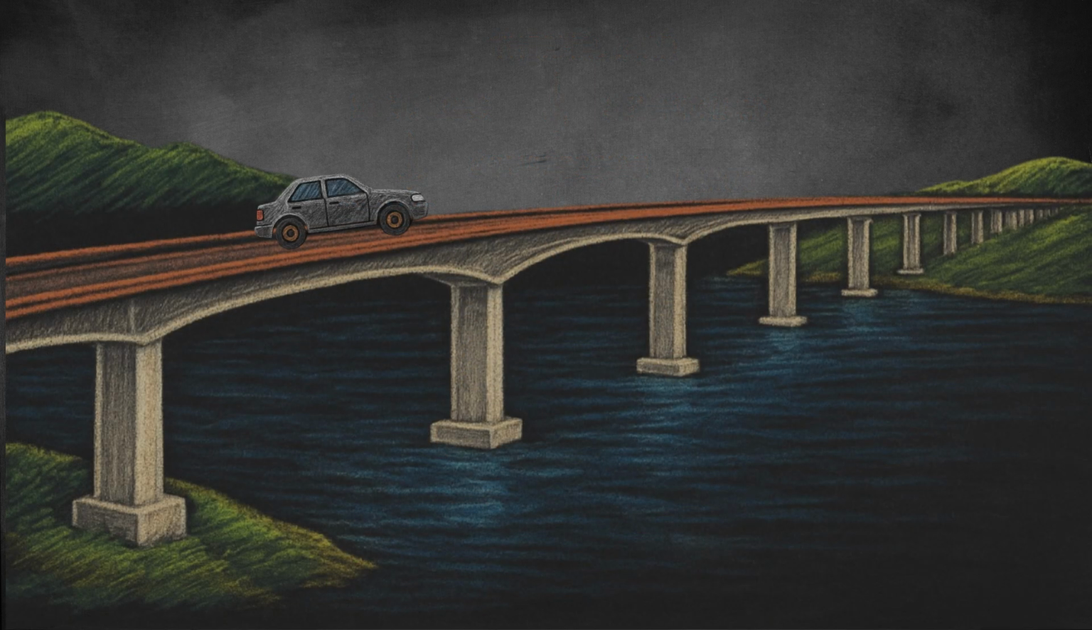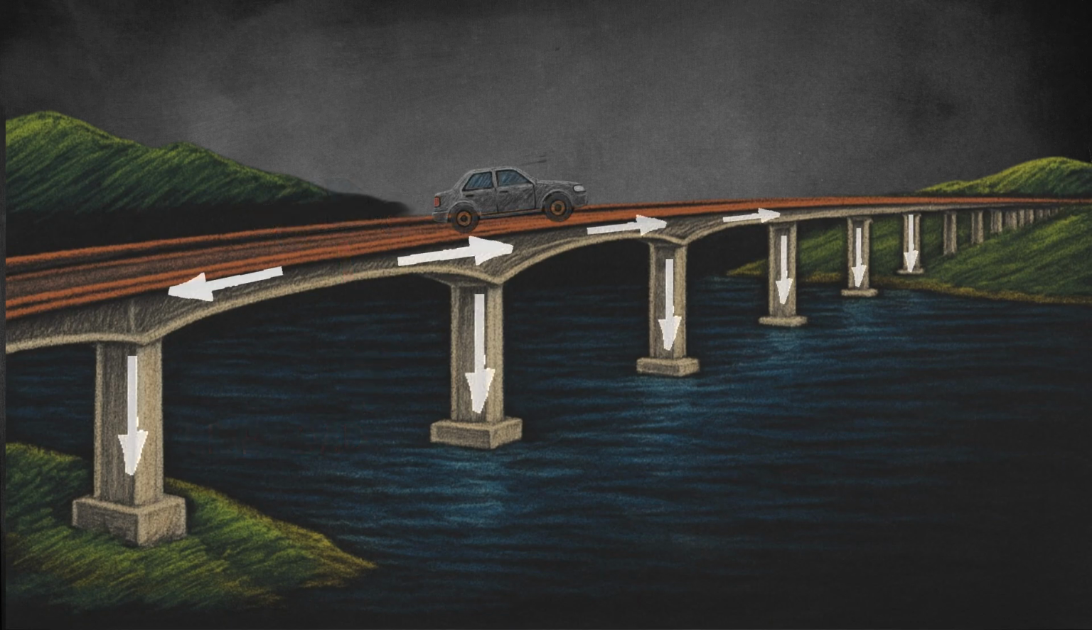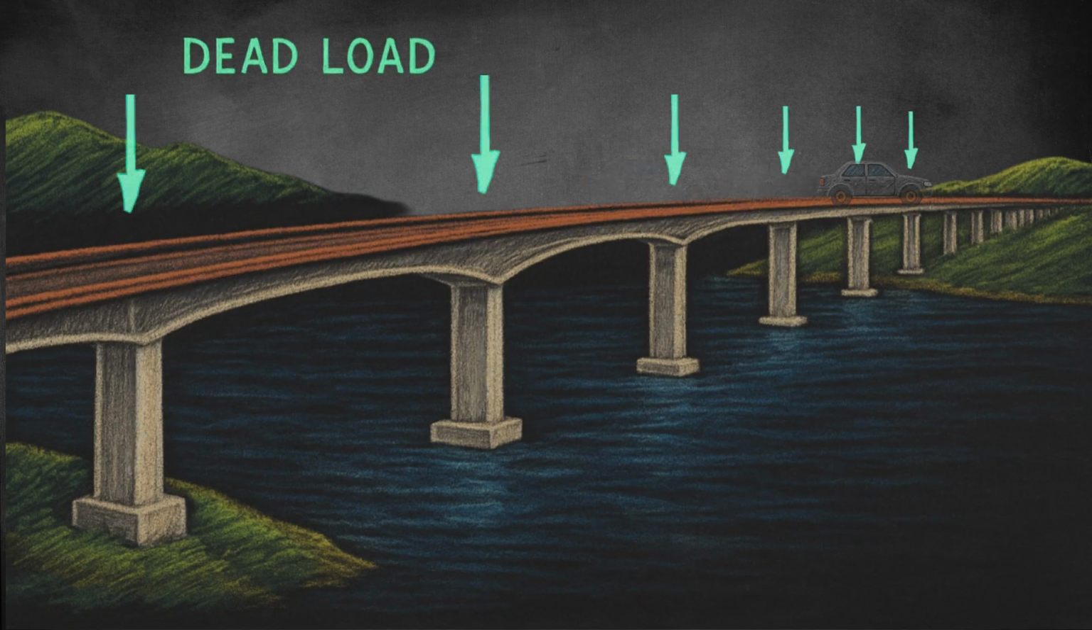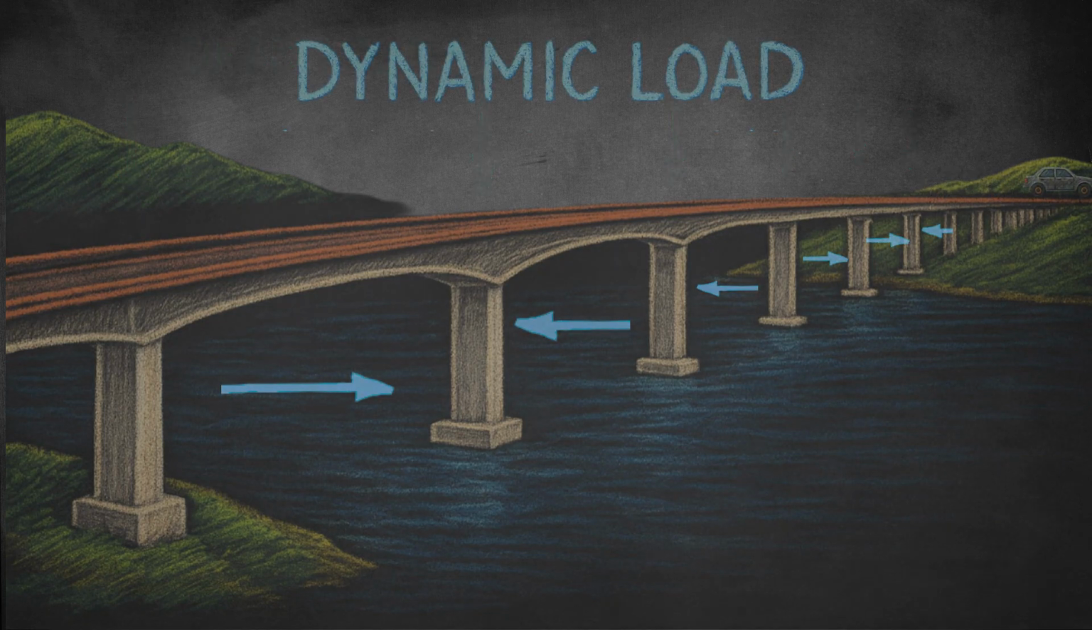When cars drive across, their weight, called the live load, spreads through the structure. The bridge transfers this load safely into the ground through piers and foundations. Engineers also account for dead load, the bridge's own weight, and dynamic loads like wind or traffic vibrations. Let's define some of these loads.